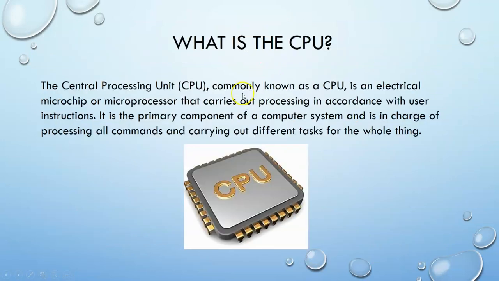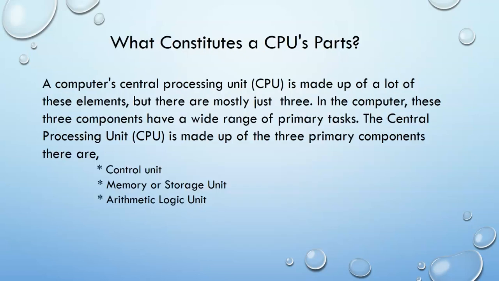So first we'll talk about what a CPU is. CPU, commonly known as the central processing unit, is an electrical microchip and a microprocessor, which carries out processing in accordance with user instructions. What parts does a CPU consist of? There are three parts in a CPU: the control unit, the memory or storage unit, and the ALU, or as we call it, the arithmetic logic unit.